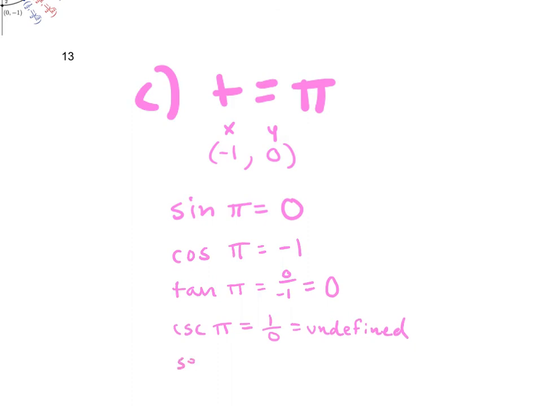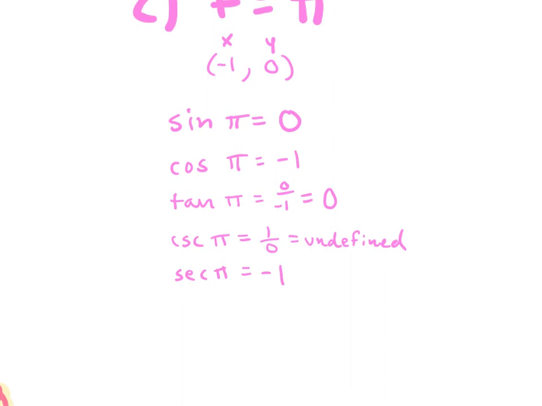Next we have secant. Secant would be 1 over x, or we could just flip cosine. So what would secant of pi be? Should be -1. And then cotangent of pi, my bad. Cotangent pi would be -1 over 0. And what happens to -1 over 0? Undefined.